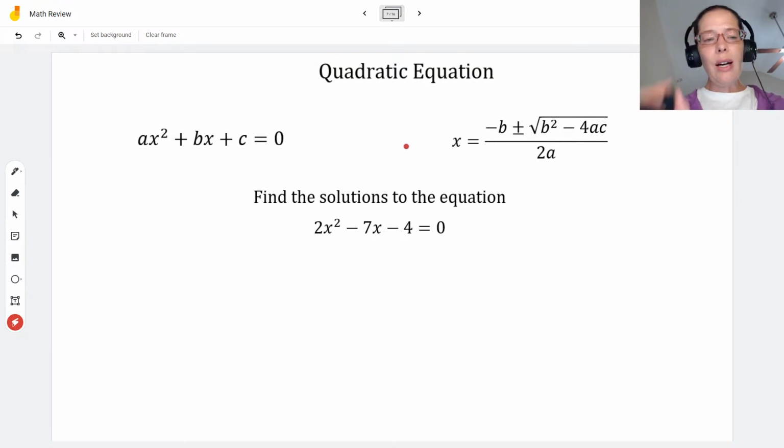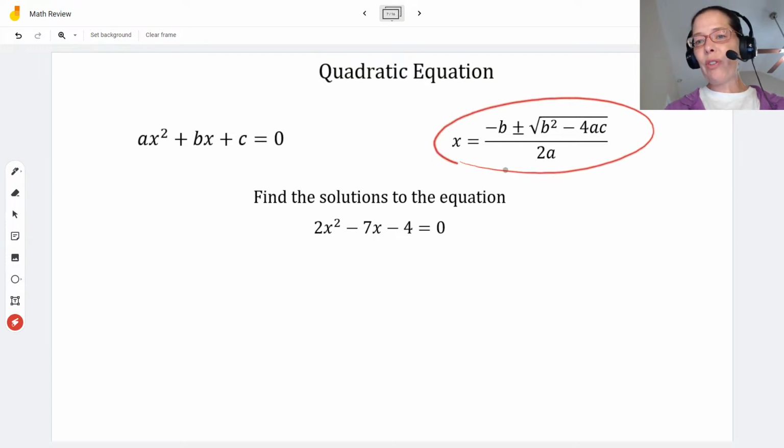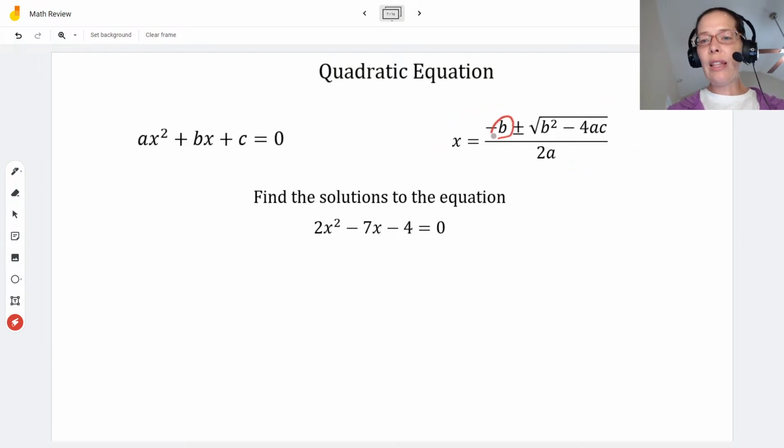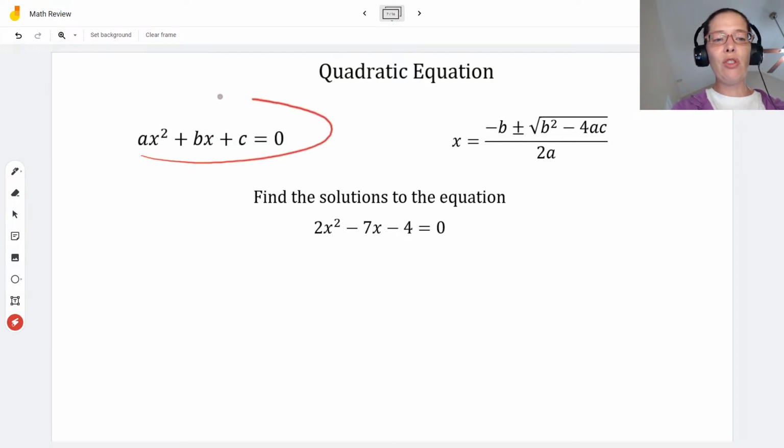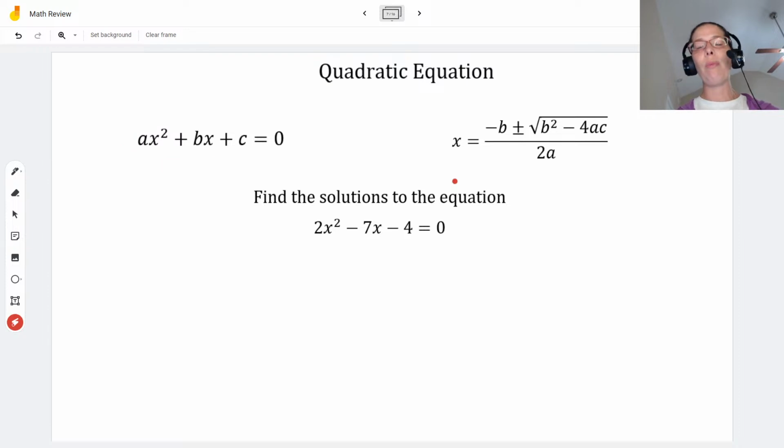Okay, so let's talk a little bit about the quadratic equation itself. Again, these letters here correspond with these letters here, which is why it's so important whenever you have a quadratic, before you apply the quadratic equation, make sure you get it in this form where you have ax squared plus bx plus c.